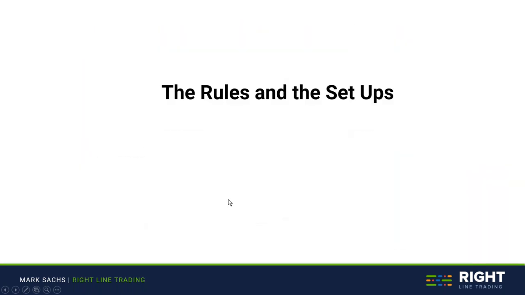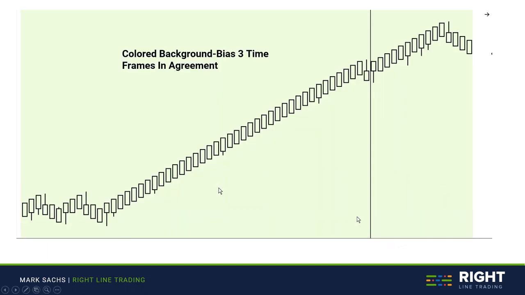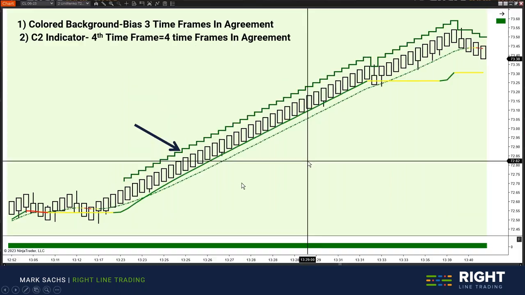Okay, so the money flow tracker software. Here are the rules and the setups, right? The first thing we want to see is a black background. I mean, not a black, a green or a dark pink background, okay? The green or dark pink background gives us the 3 time frames in agreement. The next thing you want to see is the C2 indicator, which is displayed above the top of the candles by this stair stepping line. So we always trade with the C2.